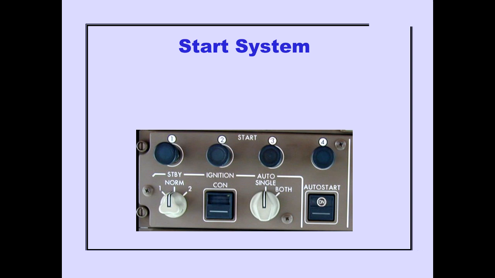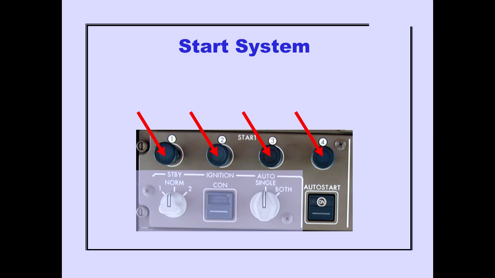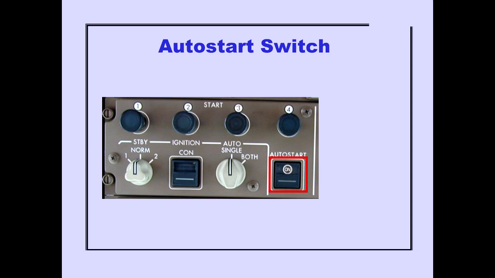Controls for the start system are located on the overhead panel. They consist of 4 start switches and an Autostart switch. Pushing the Autostart switch on arms Autostart. Pushing the switch off selects Manual Start.